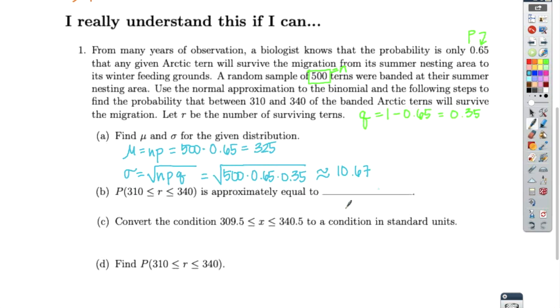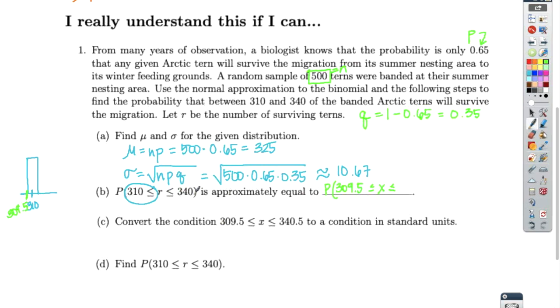10.67. Now, this next part is asking me to use a continuity correction. So I'm just going to think about what this distribution looks like. This is basically saying include the bar above 310. Well, the bar above 310, who knows what it looks like, but here's the bar above 310. Well, the bar above 310 actually starts 1/2 step down from that. It starts at 309.5. And now I'll turn this into x. X is a random variable.